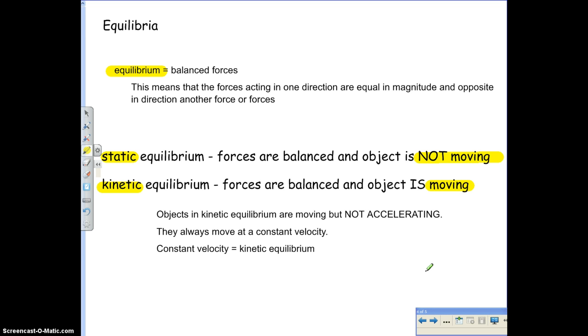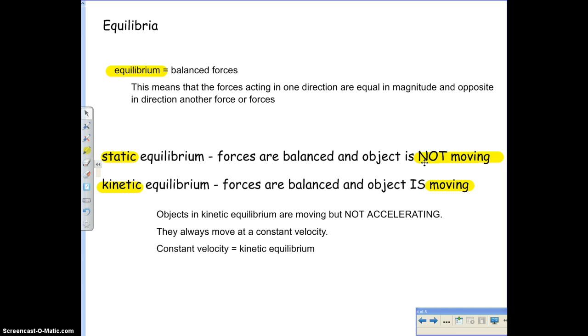Now you could have static equilibrium in one direction and kinetic equilibrium in a different direction. So the directional equilibria can be different. But the total net force is going to be the sum of all the forces in all the directions. So if we say it's totally in static equilibrium, it has balanced forces in every direction.